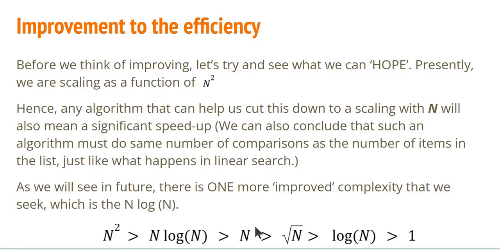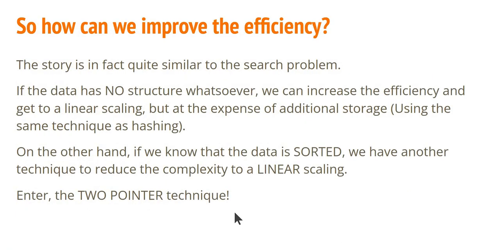Now, if the list is not sorted, if the list doesn't have any structure, there's really not much we can do apart from getting more storage, with similar techniques such as hashing. So the story is quite similar to the search problem. In the search problem, we argued that if the list had no structure, then not much we can do. We have to stick with order of n, linear search. But if the list had structure, we could do binary search, which was log of n. So we could improve, right?